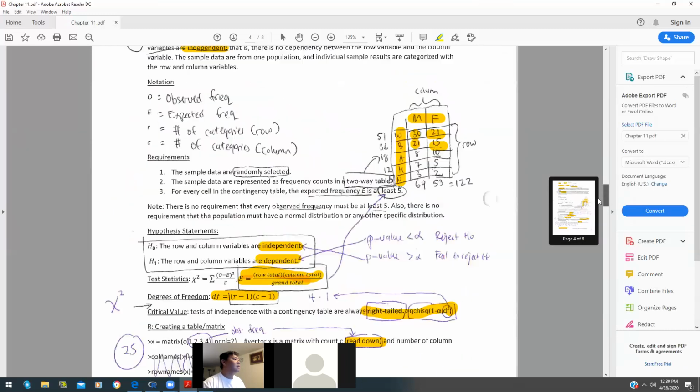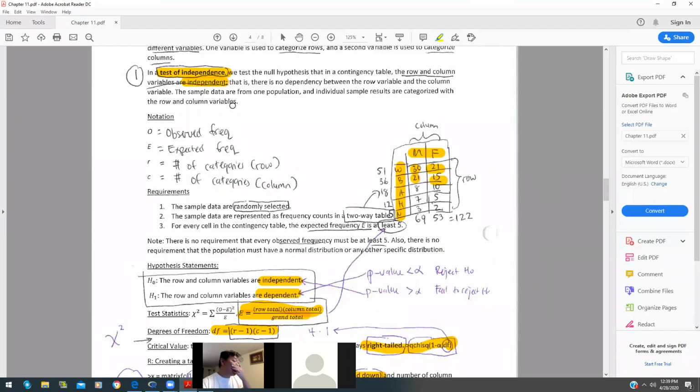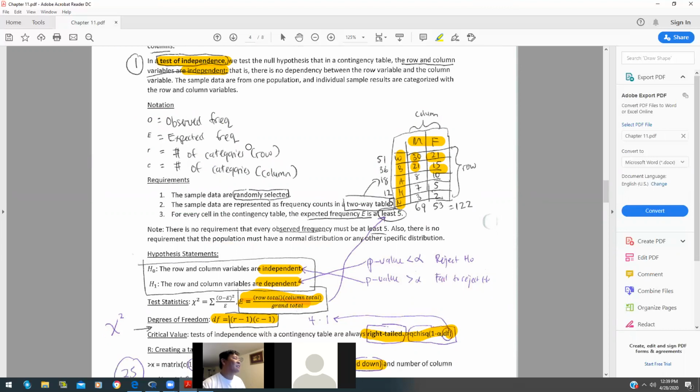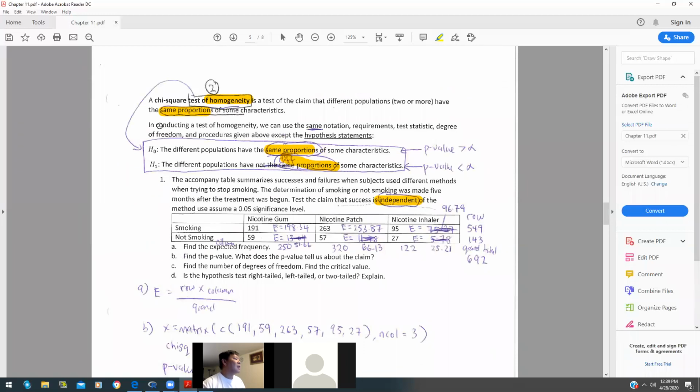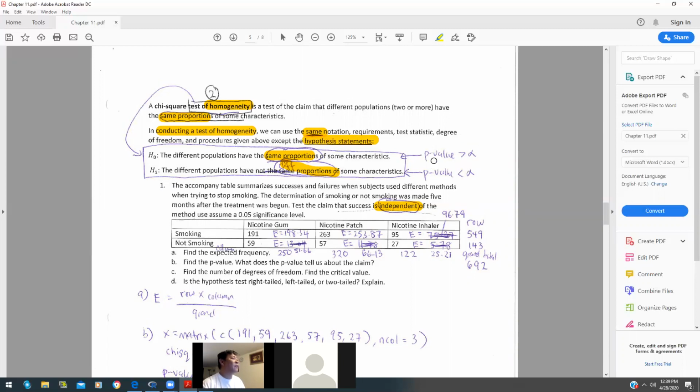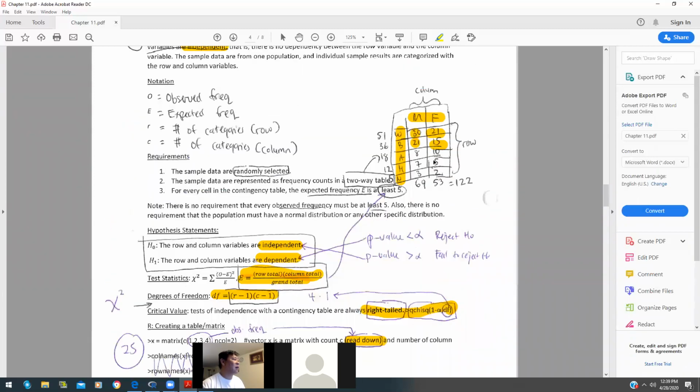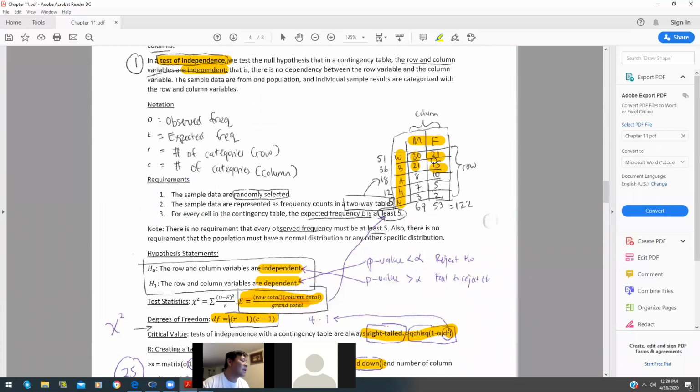Okay. So whether it's independence or homogeneity, your test is identically the same. Conducting the test for homogeneity is the same as conducting the test for independence. The only difference here is that your hypothesis statement is written down differently. So tests of homogeneity and tests of independence are the same test, except your H0 and H1 are different. That's it.